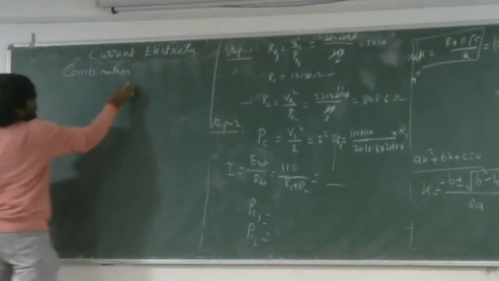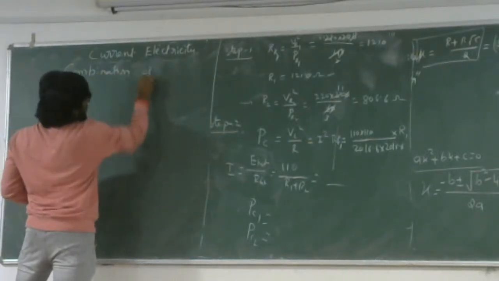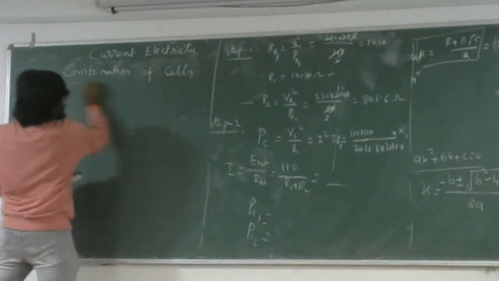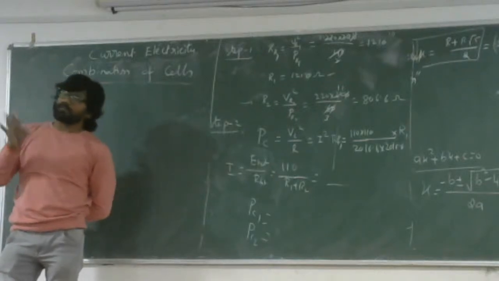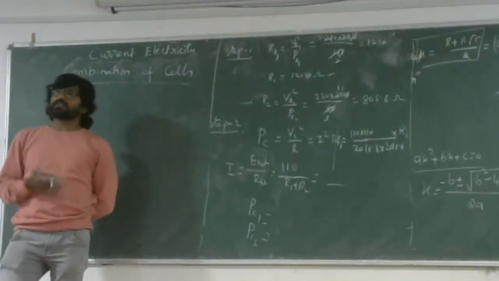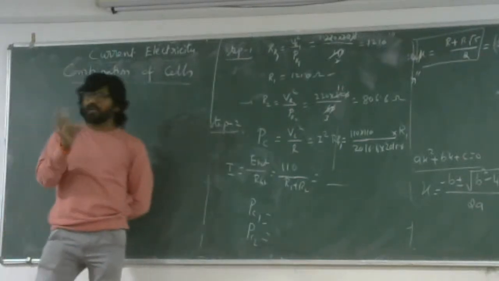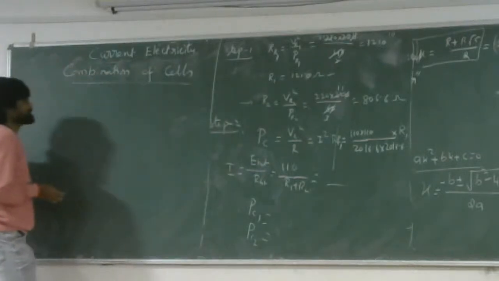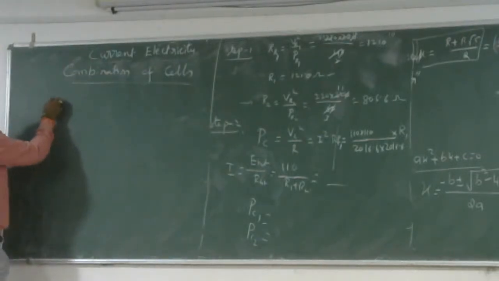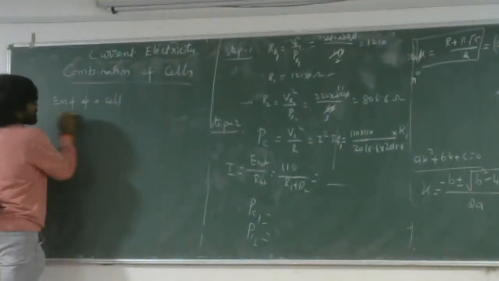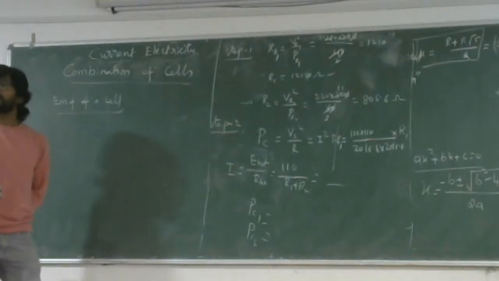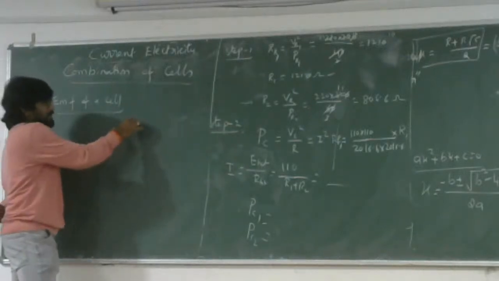To understand this, you should know what a cell is first. Combination of cells. What is a cell? What is the EMF of a cell? And what is the internal resistance of a cell? And some special points related to cells. Actually, EMF of a cell. In general, the circuit symbol of a cell is this.